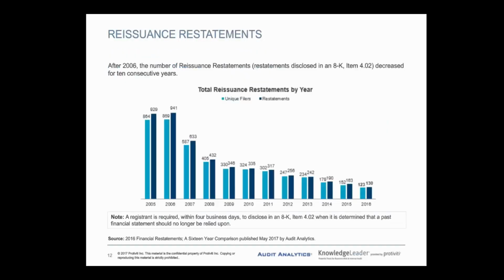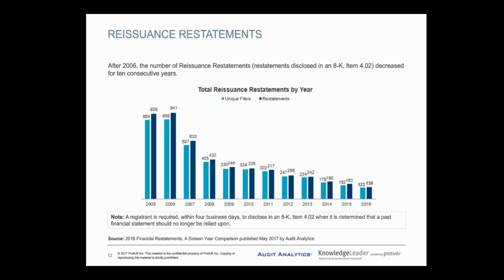As I said, we do break out the restatements by both revision and reissuance restatements. And what we've previously noted is the requirement for 10K filers to disclose the determination that past financials can no longer be relied upon. The 8K item 4.02 went into effect in August of 2004.